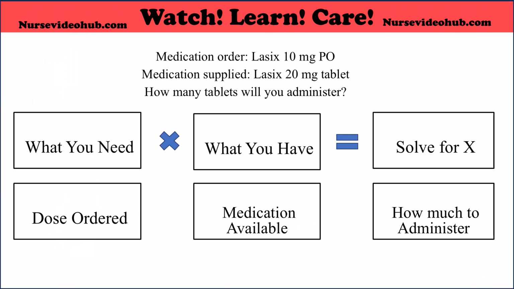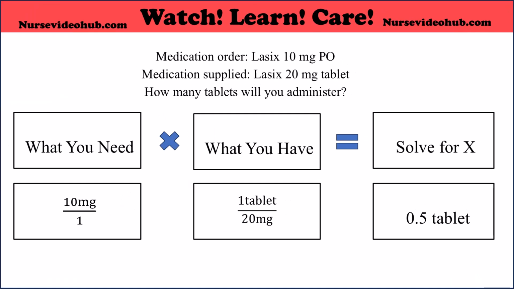Here's another example. The medication order is Lasix 10 milligrams PO. The medication supplied is Lasix 20 milligram tablet. How many tablets will you administer? You set up the problem to identify the number of tablets to administer. Write out the prescribed dose as a fraction, 10 milligrams over 1.